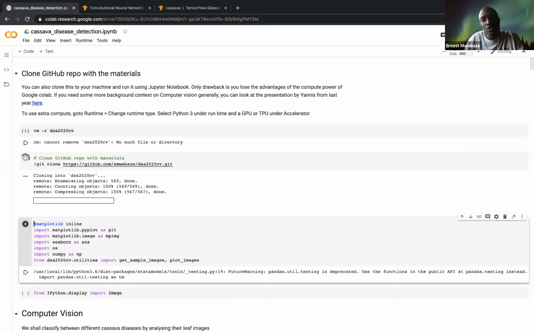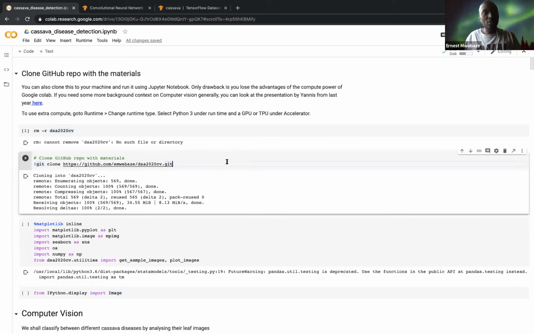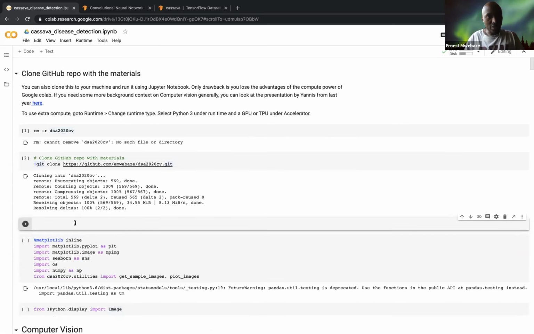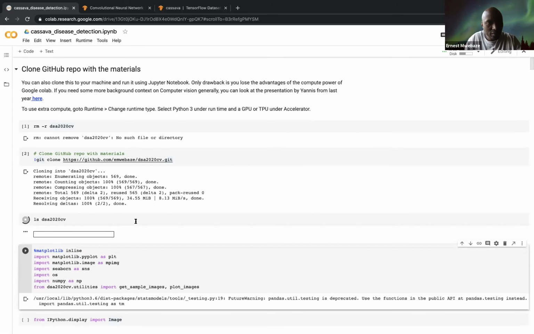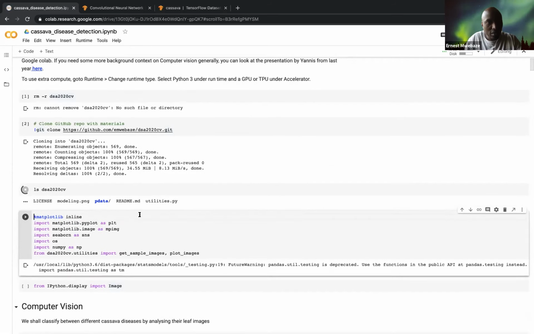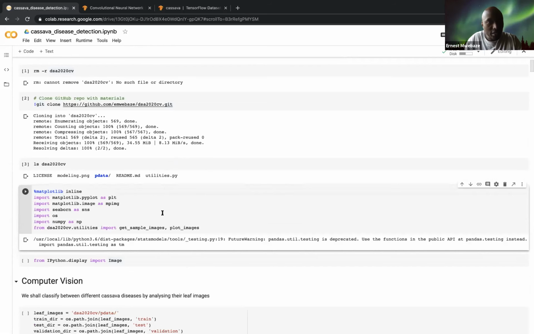Okay, so you clone some repo with some of the materials. It basically has the data for this Colab, and you can see the data if you want to see what you've downloaded. Okay, so some utilities and the data basically.